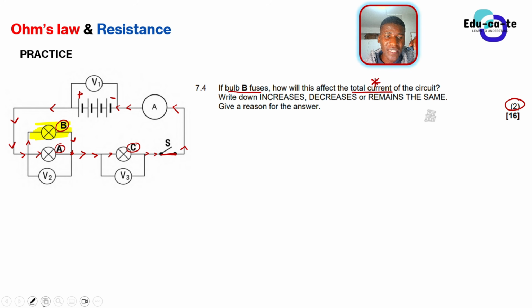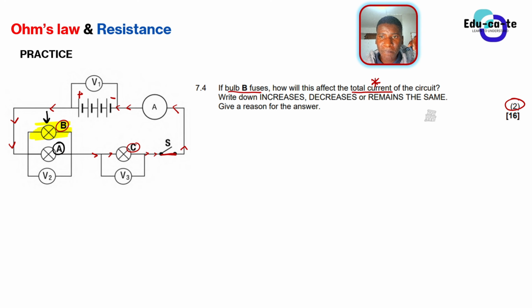So what does this mean? Remember that at first the current was split to go to bulb B and bulb A, because when bulb B was still working, some of it went to bulb B, some of it went to bulb A. But bulb B is no longer there. So all the total current would now have to go to bulb A. In essence, we have removed a resistor that was parallel to A, because A and B were parallel when bulb B was still working.